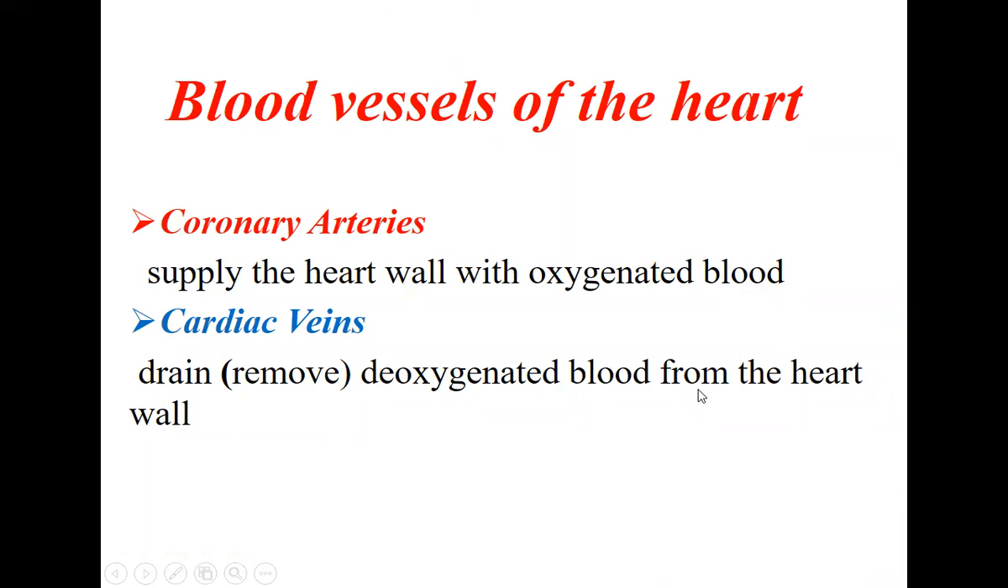Apart from the arteries and veins of different parts of the body, the heart itself needs arteries and veins. These are called coronary arteries and coronary veins. The coronary arteries supply the heart wall with oxygenated blood, and the cardiac veins will drain or remove the deoxygenated blood from the heart wall. So these arteries and veins will supply the heart itself.